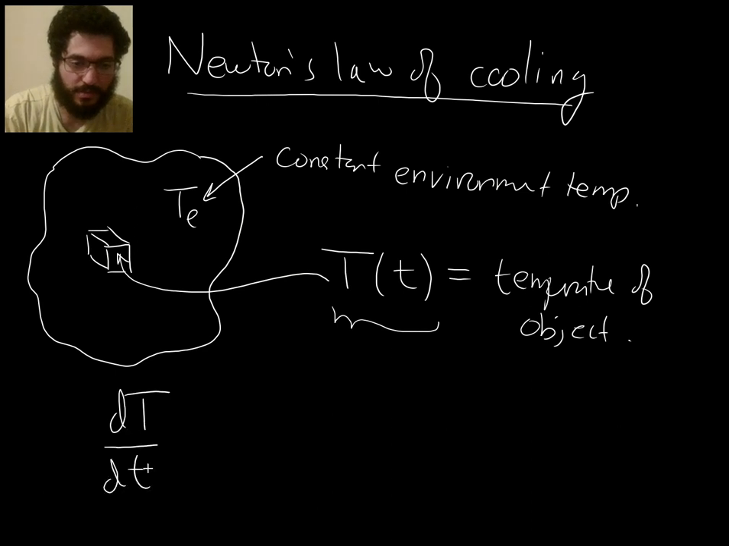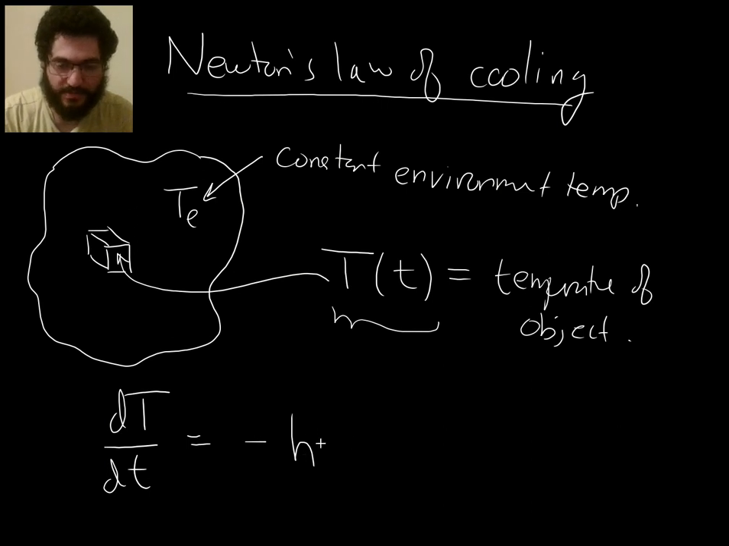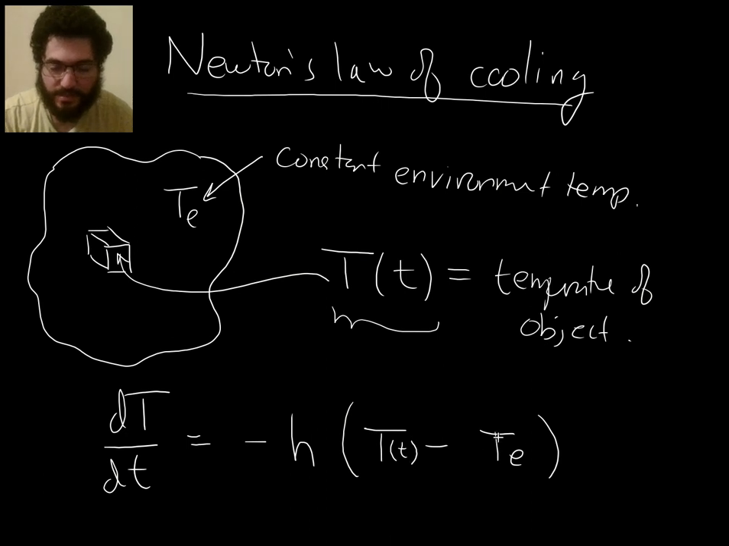So here's the law. The time rate of change of the temperature of the object equals minus, and then some constant, and this is a positive constant, times the temperature minus the environment temperature. So the unknown function here is capital T of little t. So if I'm being less lazy, then I should write capital T of little t. And this is a constant, T sub E.